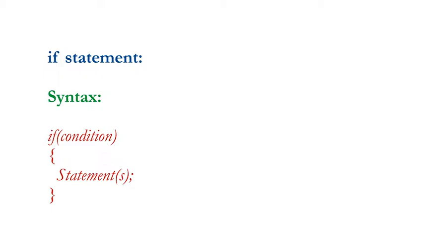Now suppose I take an example: I will go to see a movie only when the movie ticket is below 300. That means I want to execute a statement to see the movie, but my condition is that the movie ticket is below 300. So the statement will be executed against the condition. If the condition is fulfilled, then the statement will execute, otherwise not.